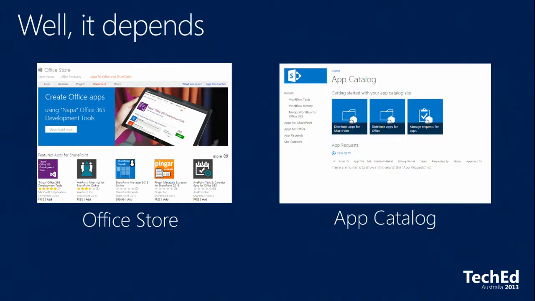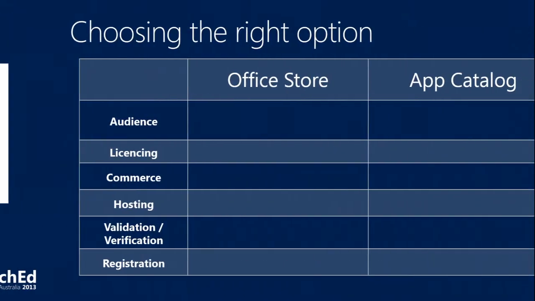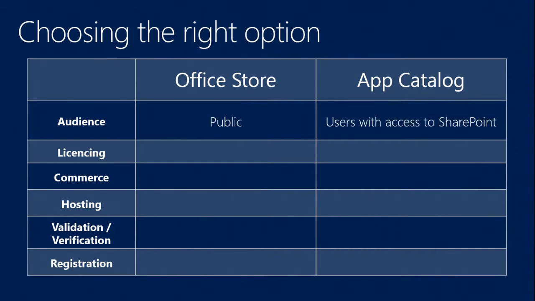You also have an option for an internal app store, an app store that's only relevant within your organization, a thing called the App Catalog. It provides most of the features of the Office store, but has some limitations, and we'll have a brief look at those now.